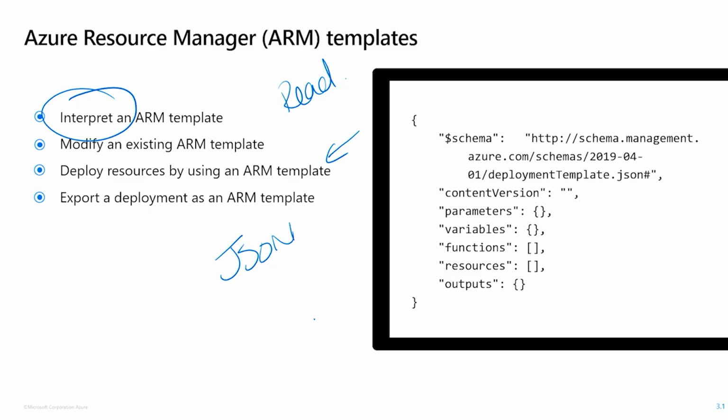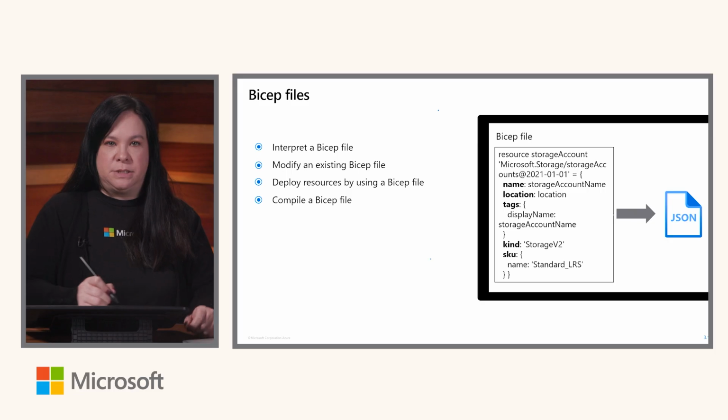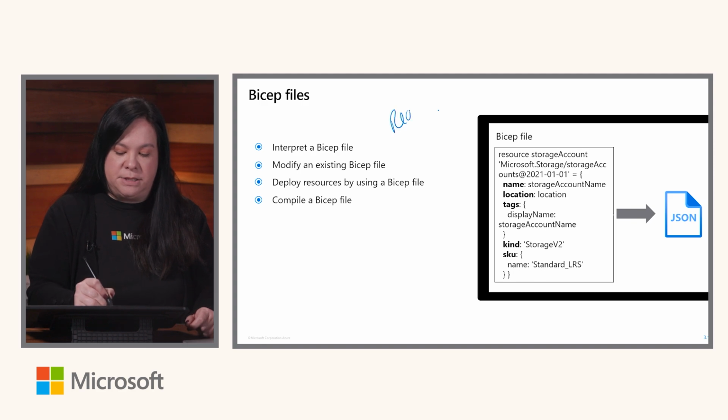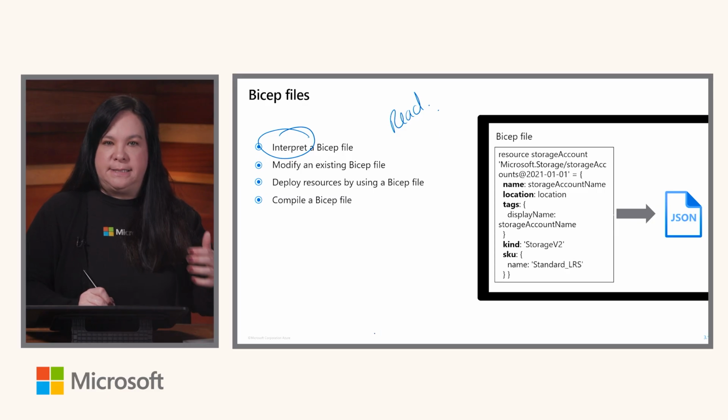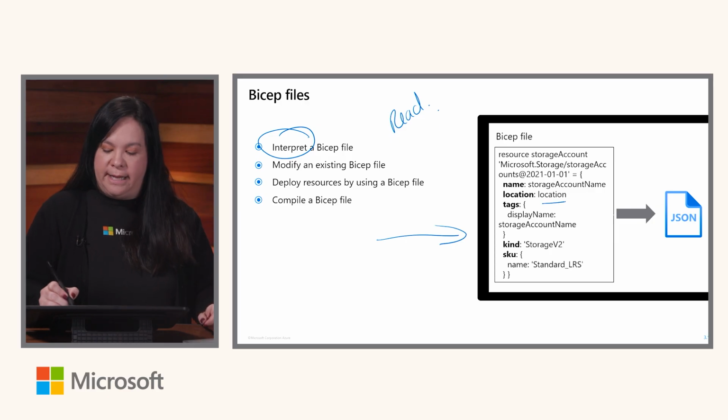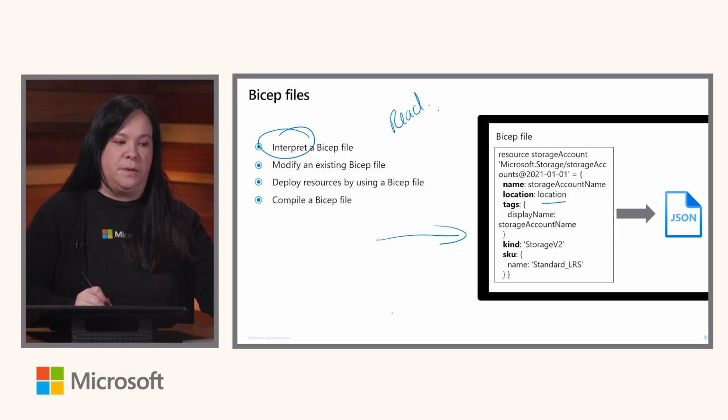The other thing you'll need to know is the Bicep files, right? Same thing as the JSON or ARM templates, you need to be able to read that. So interpret that Bicep file. You'll see in the exam you might get an output of a Bicep file and you'll get a drop down where you need to know what is the line that's missing, and it'll be a multiple choice.